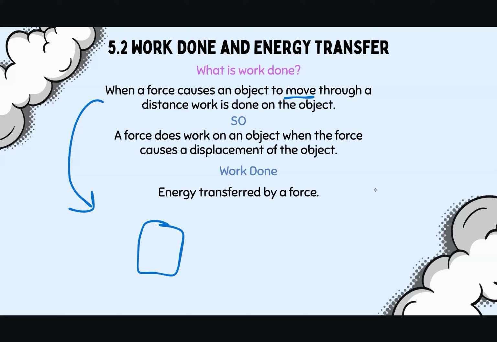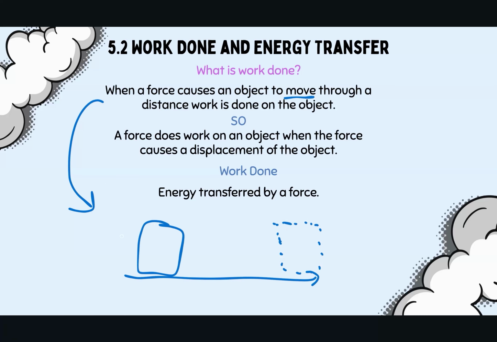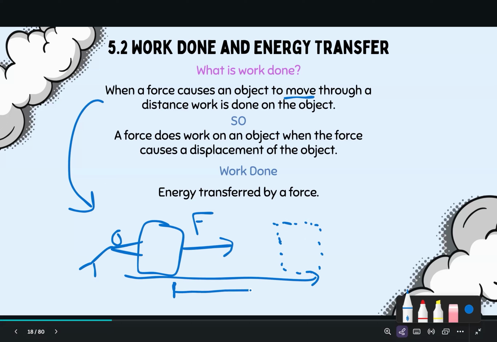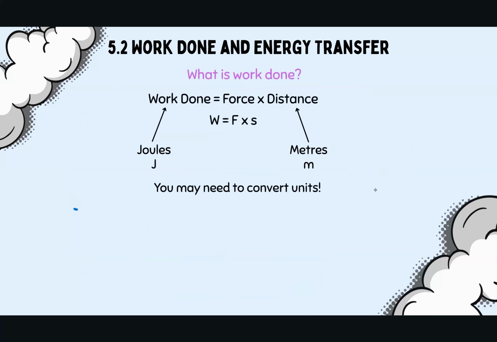So here's an object. We're going to move it from there to here. So along comes a person and they push. Now, when they push, what are they doing? They're exerting a force over a distance. That's what work done equals. Work done equals the force exerted multiplied by the distance it's been exerted over. So work done is force times distance.